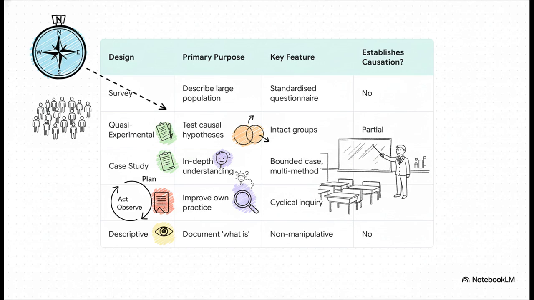If you want to describe a huge group, you use a survey. If you want to see if one thing causes another in a real classroom, you use a quasi-experiment. If you want to understand one student inside and out, it's a case study. And if you want to fix a problem in your own teaching, it's action research. See? It all starts with the question.